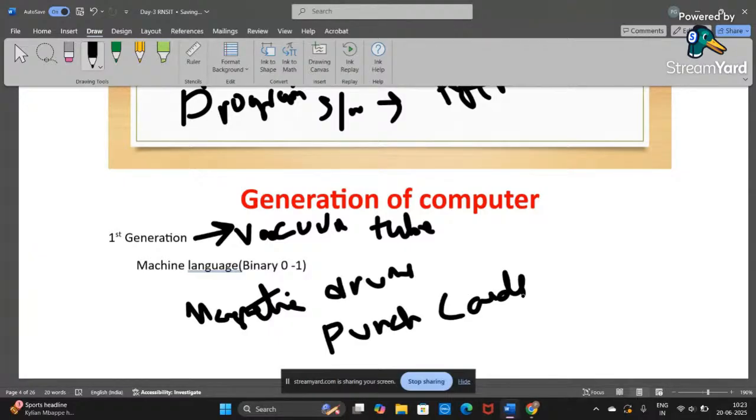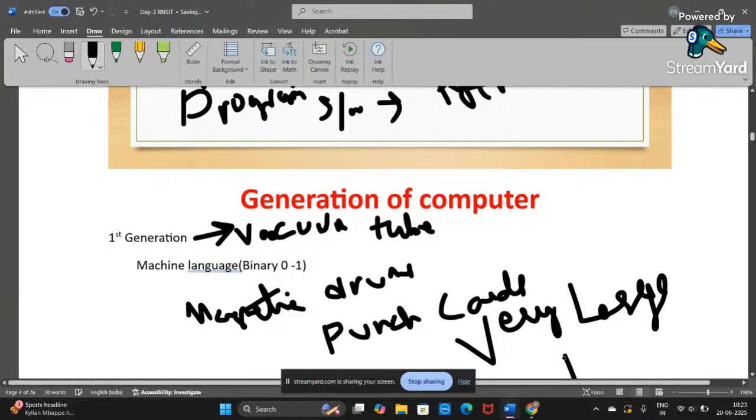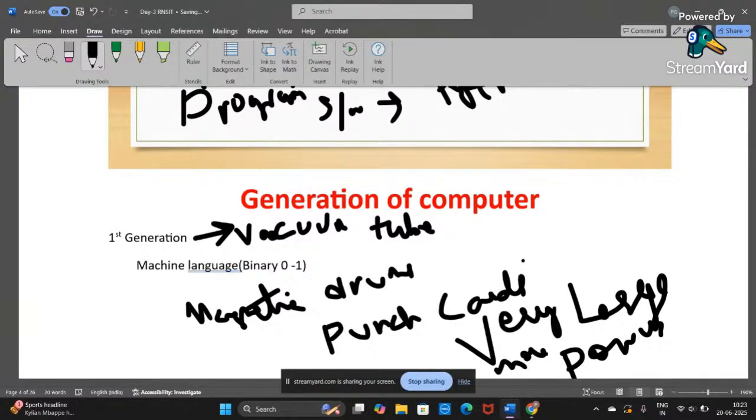And in size, it was very large. It consumed a lot of power and required more power to operate. And speed is very slow.